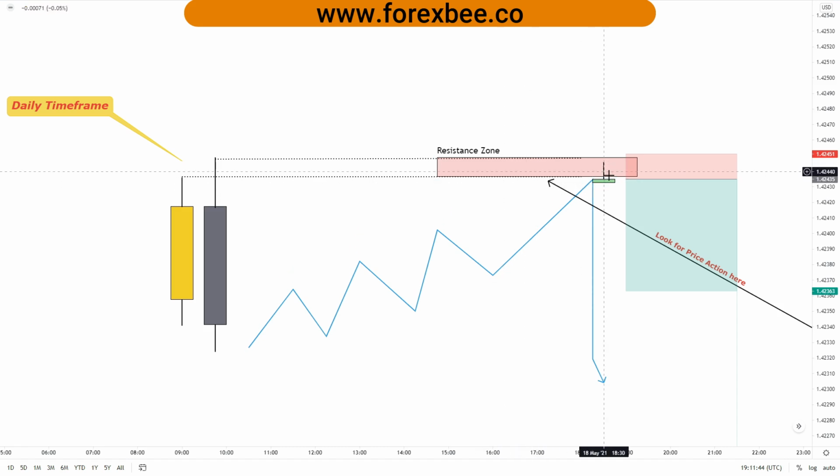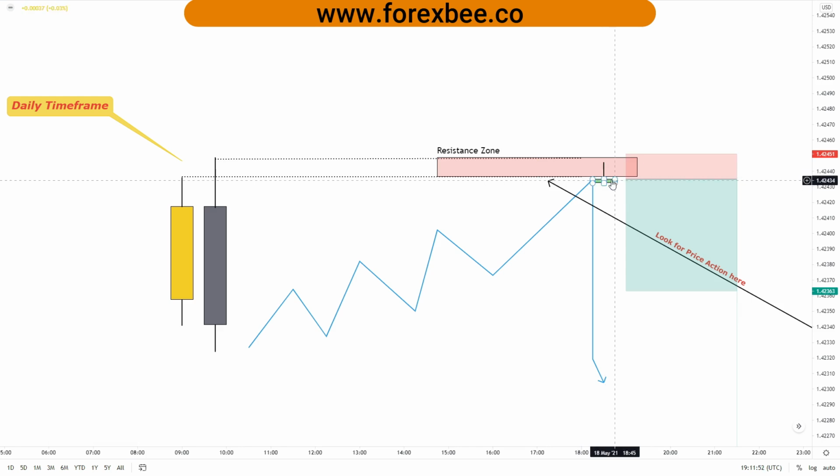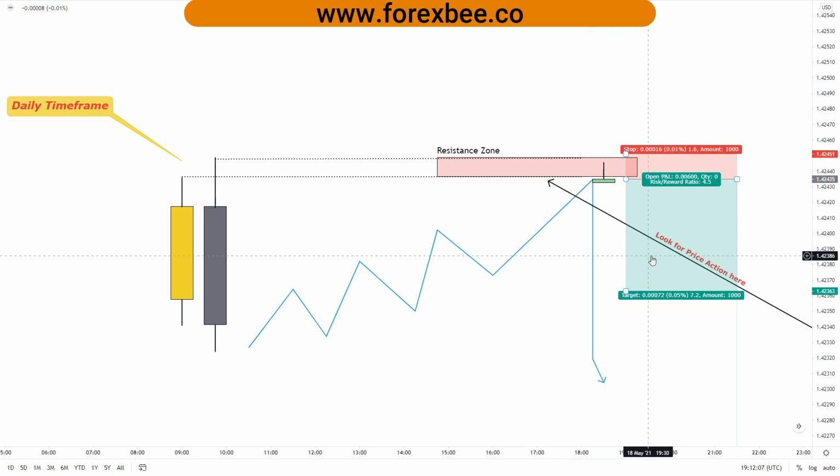And here you can see a pin bar. After that, what we will do is open our trade, because whenever we see a pin bar near our resistance zone, it means that after the pin bar there's more supply and the sellers are in control. That's why the price will start going downward.